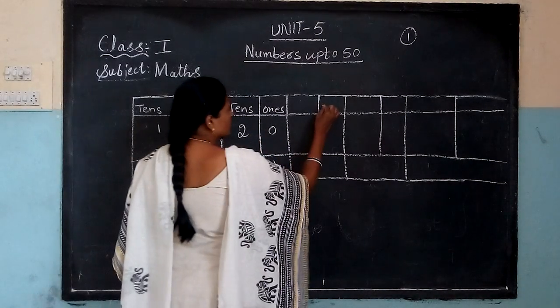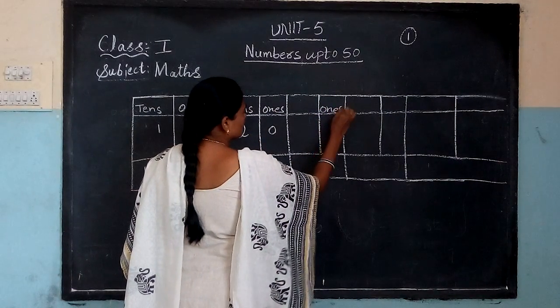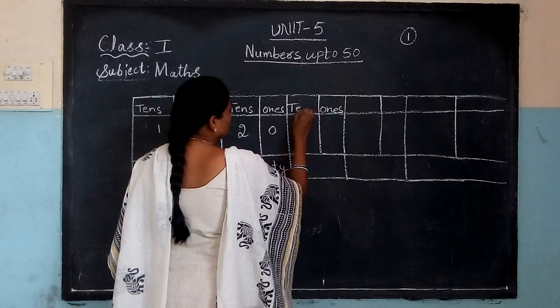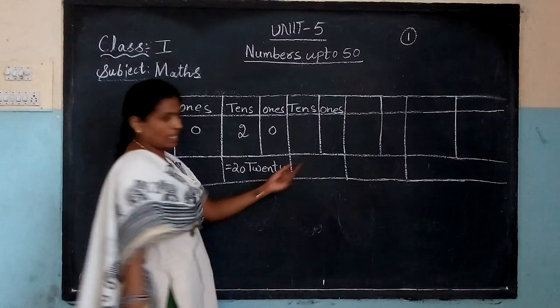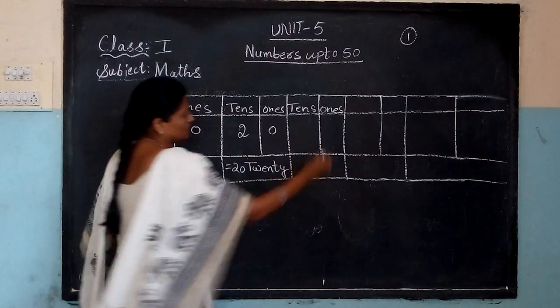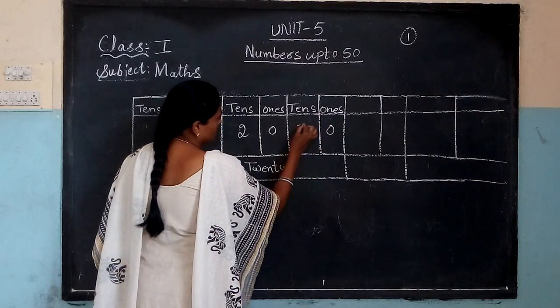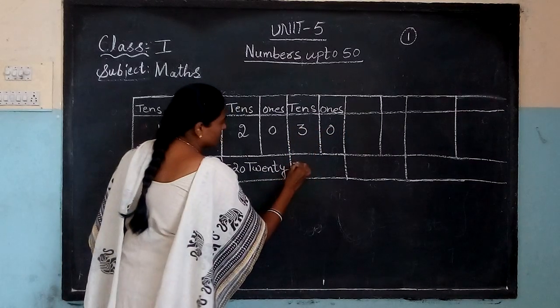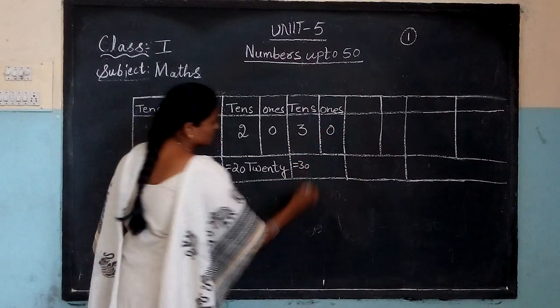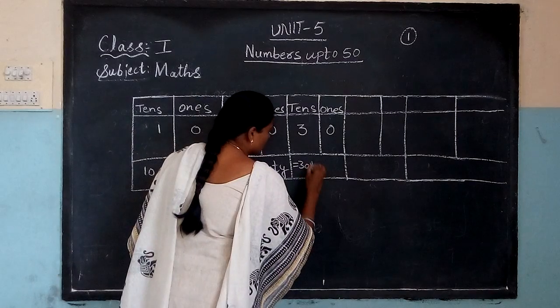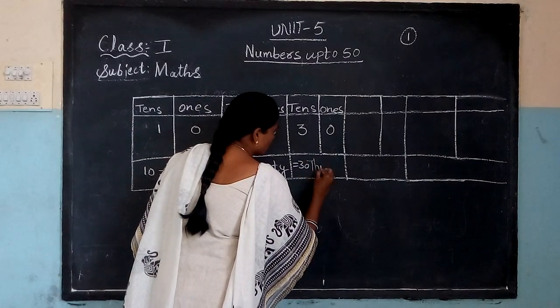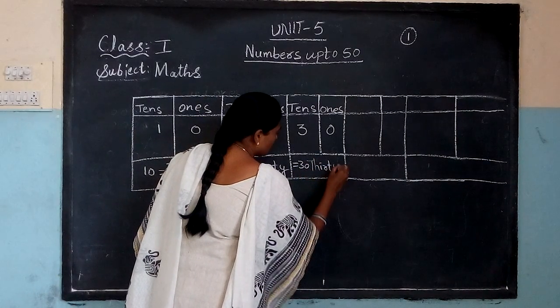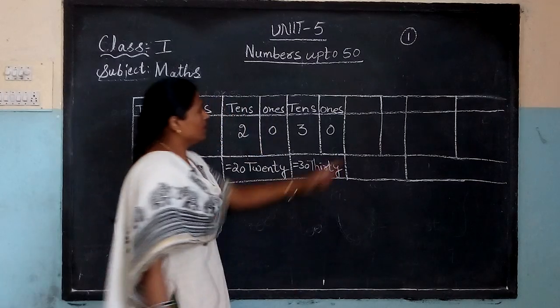Next one, ones and tens. Next number, what children? Yes, you tell. Yes, 30. 0 is in ones column, 3 is in tens column. What did it become? 30. Number name of 30 is THIRTY. Yes. Next number.